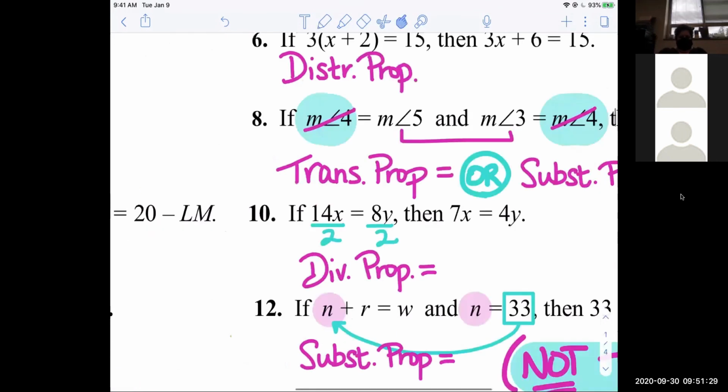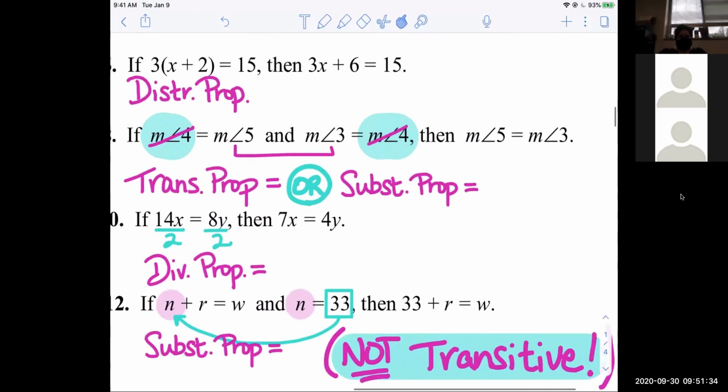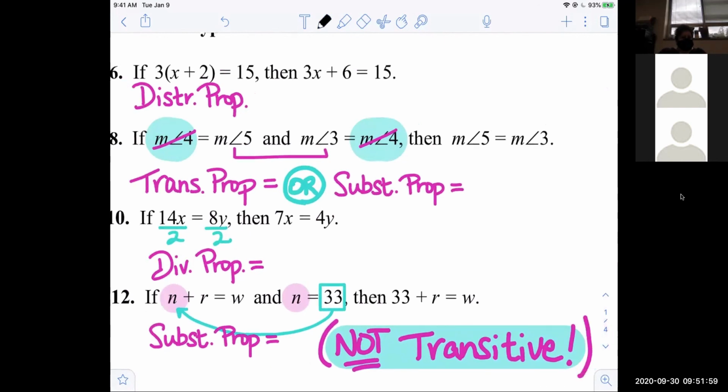Okay, how about over here? Now, for number 8, you could either have said transitive, and that would be a correct answer, or you could have said substitution, and that would be a correct answer. I think transitive is a better answer because we're wiping out this whole side of the equation. So I think transitive is a better answer, but it is also substitution. So either of those would be okay. All right. But number 12, again, you're just replacing part of the side with what that value is equal to. So that one is only substitution.